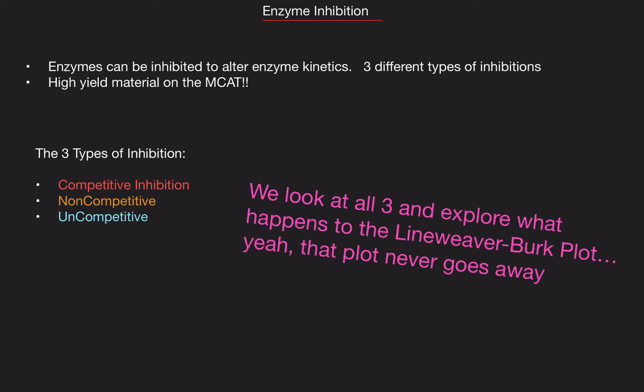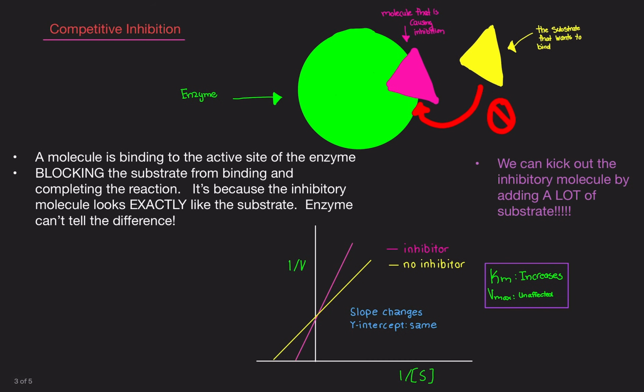So here's the little agenda. We're going to go over each of the types of inhibition. We're going to go over how it affects Km and Vmax. And then we're going to look at the Lineweaver-Burk plot. So let's do this. The first type of inhibition is called competitive inhibition.